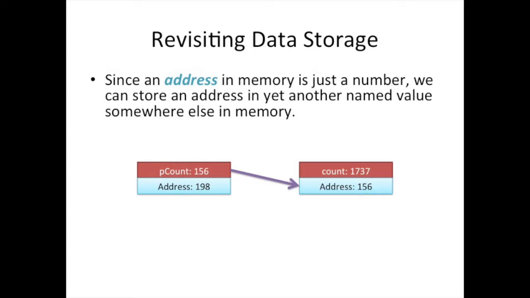So let's just try and examine what we've accomplished so far. So far what we've assumed is we have a variable count storing the value 1737, and this is located somewhere in memory at address 156. The other thing we assumed is that we have created a second variable called pcount, and its value is the address of our count variable. So its value is 156, which is the address of our count variable. And of course, pcount being a variable in its own right, it is also located somewhere in memory, and its address is 198.